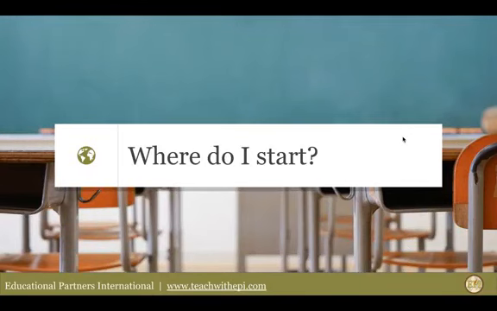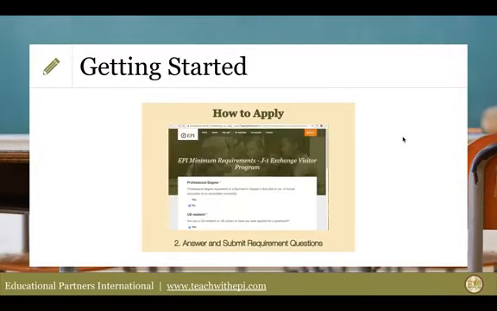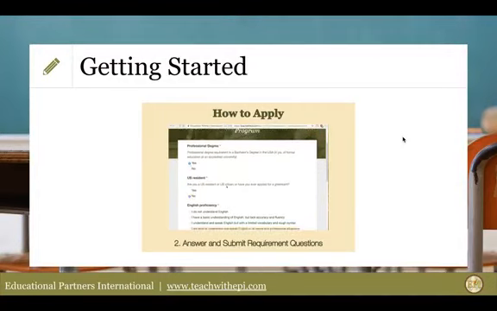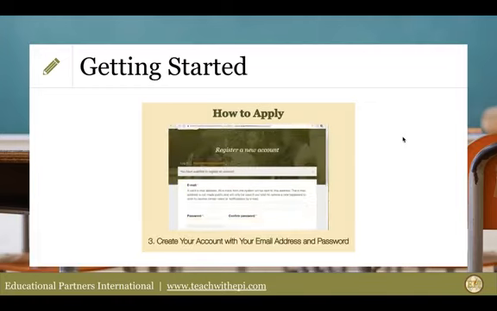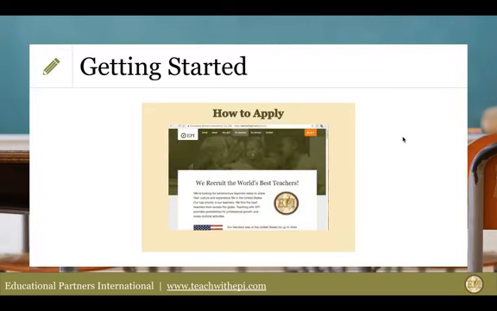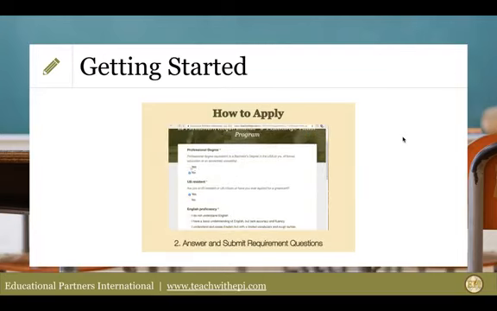So you have read about EPI and our requirements, and you have decided that you want to apply to teach in the USA. How do you get started? Well, the first step is to go to our website, teachwithepi.com/teachers. Once you are there, you will scroll down until you see the orange button that says click here to apply. Then you will need to answer some questions about your eligibility.